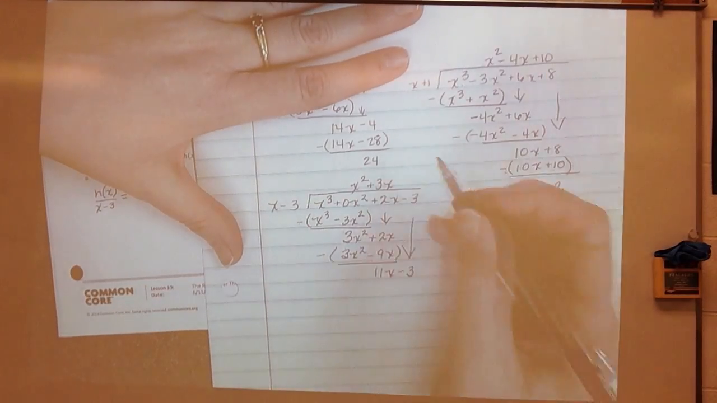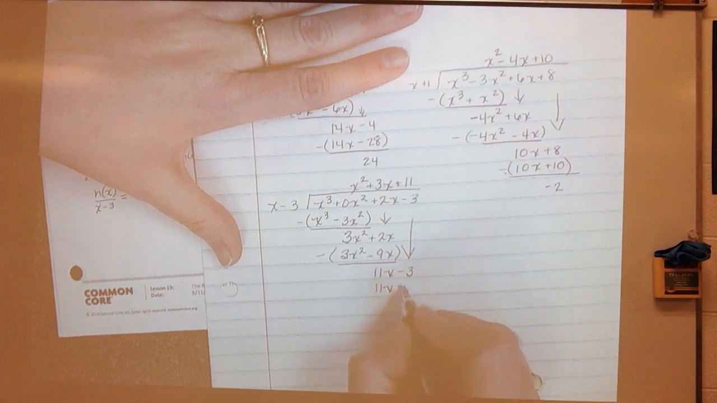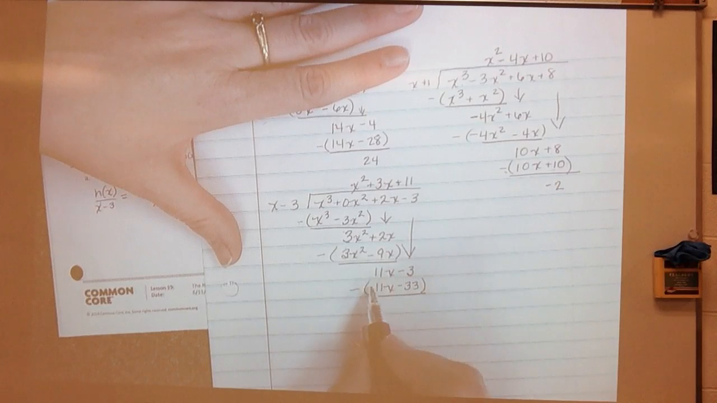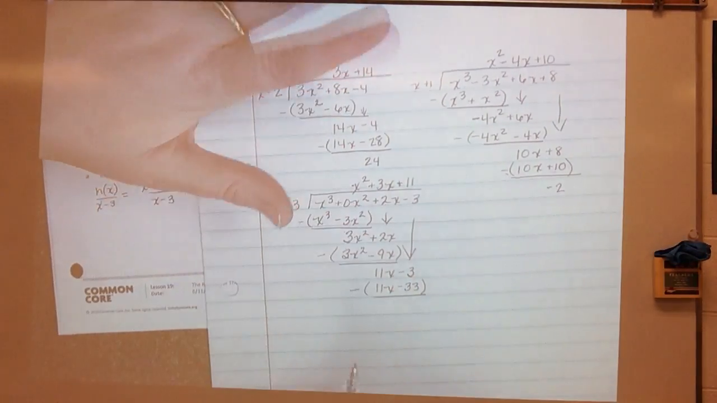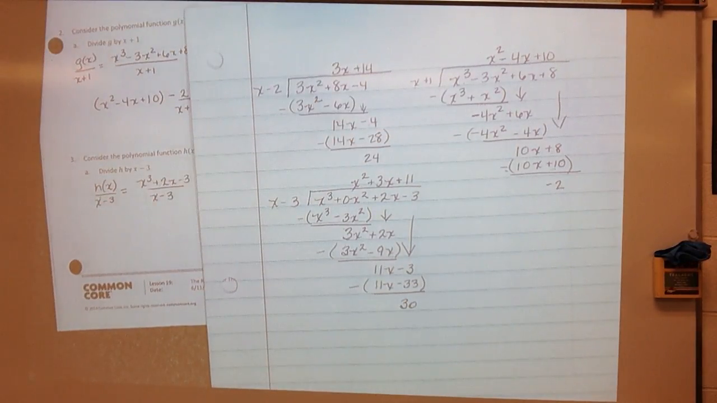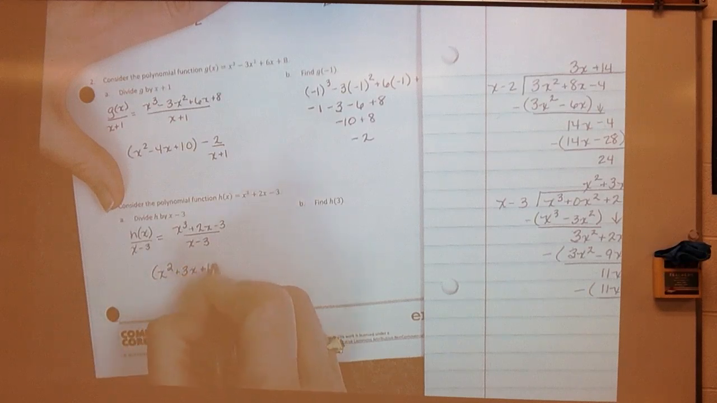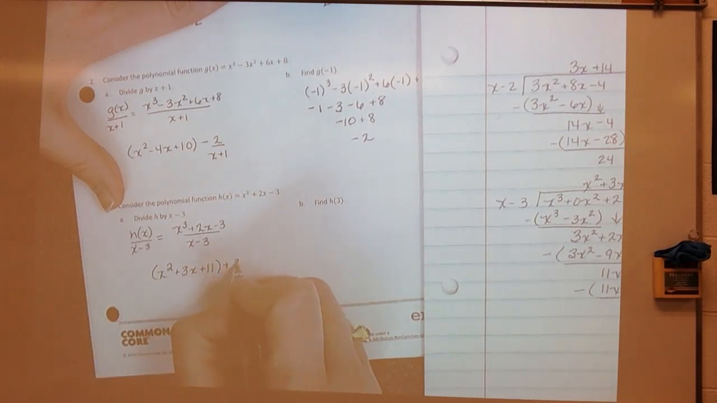X goes into 11x 11 times. So 11x minus 33. So negative 3 minus negative 33 is negative 3 plus 33. So I get 30. So my remainder is 30 here. So my answer is x squared plus 3x plus 11 plus 30 over x minus 3.